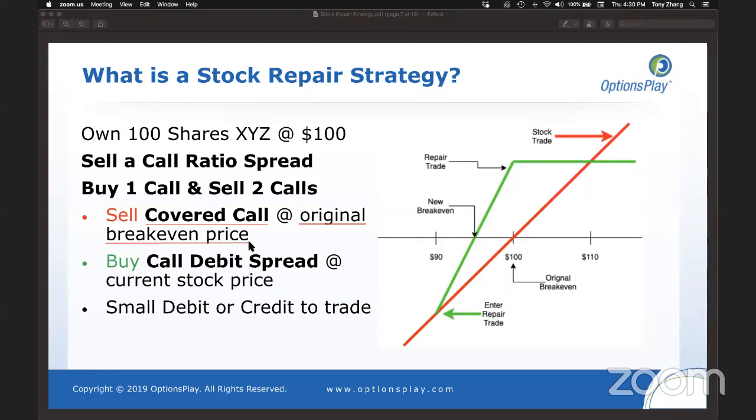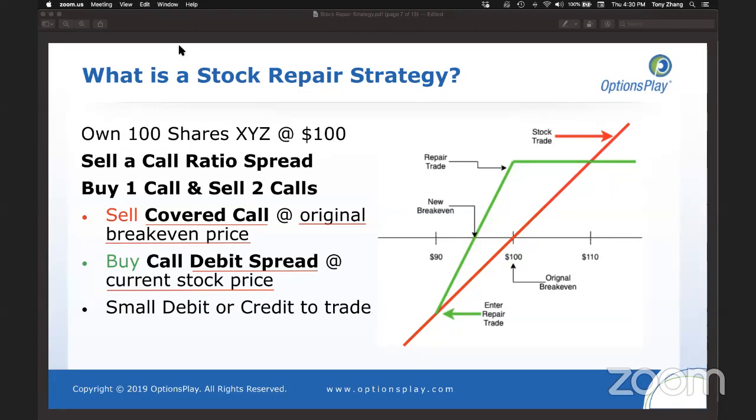And then what I would do is take the proceeds of that covered call and try to buy a debit spread at the current stock price. So what I'm basically doing is trying to add leverage to my existing trade and trying to pay for it by selling a covered call. That is the essence of a stock repair strategy.